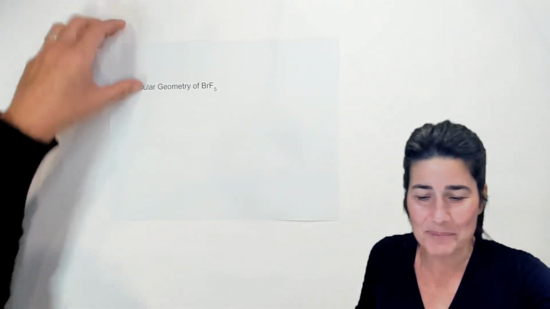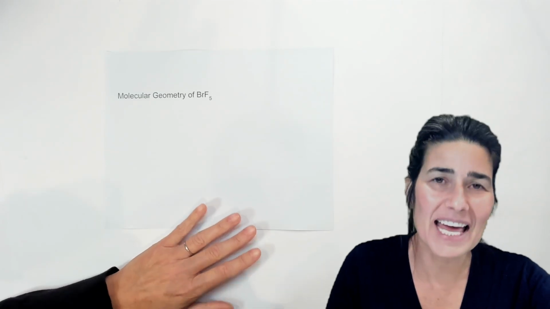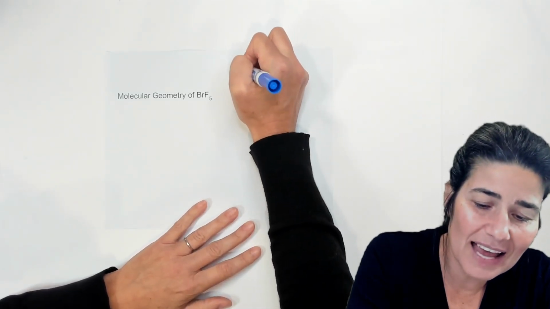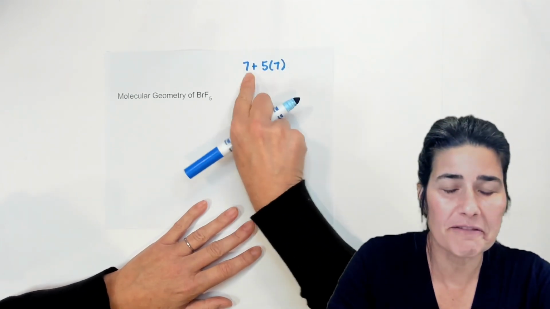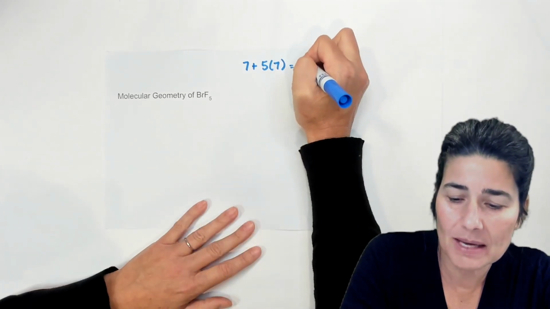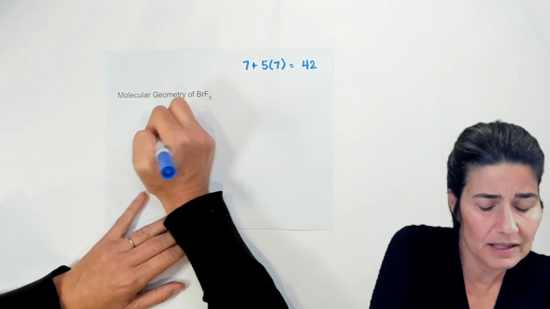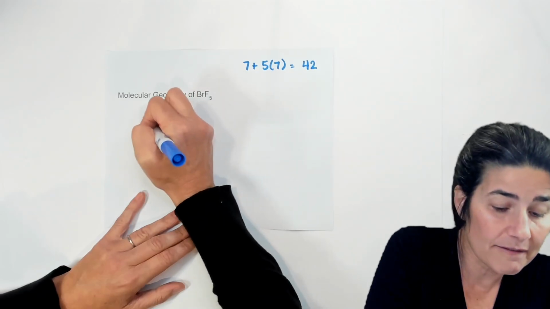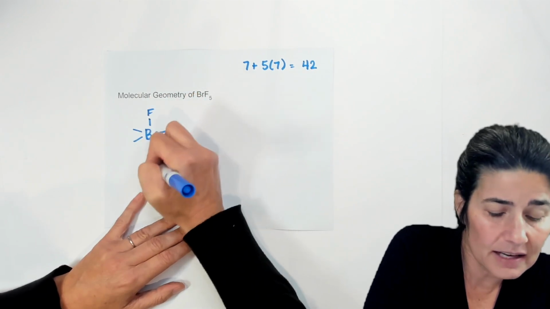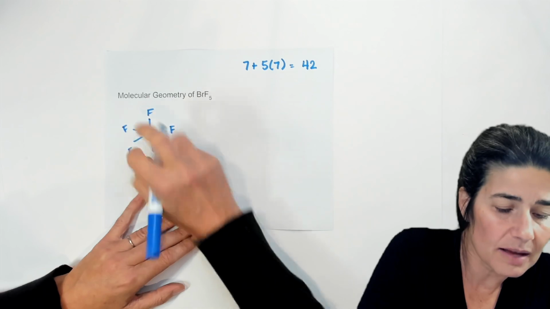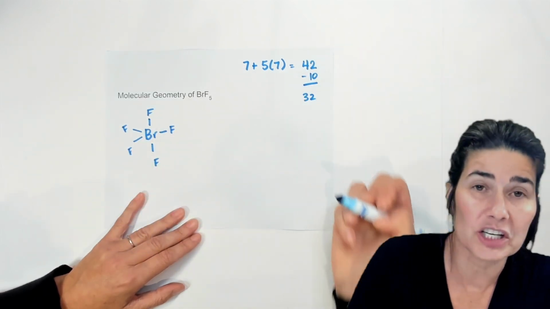Let's do one more example. BrF5. Step 1, add up your valence electrons. Bromine has 7. Then we have 5 fluorines, each with 7. 35 and 7 more leave me with 42 electrons. I'm going to put bromine in the middle and connect 5 fluorines. 1, 2, 3, 4, 5. 5 different Fs. We just used up 2, 4, 6, 8, 10. I'm going to take away 10. That leaves me with 32.